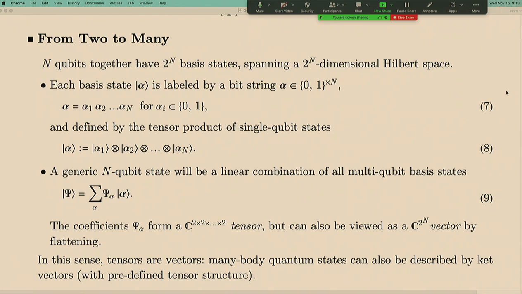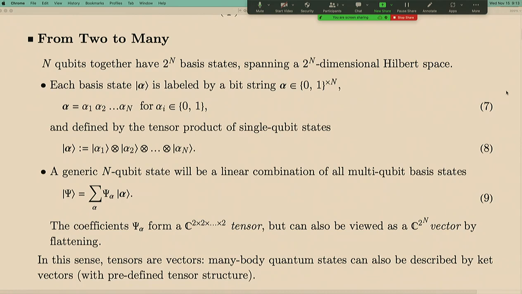So there are n of them, a 2 to the power n tensor, let's say. You have many indices labeling this coefficient. This big tensor can also be flattened as a C to the power 2 to the n, meaning that altogether you just have 2 to the power n complex numbers. So they form a vector as well.